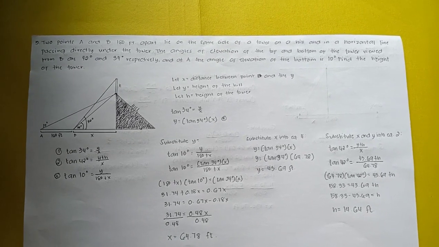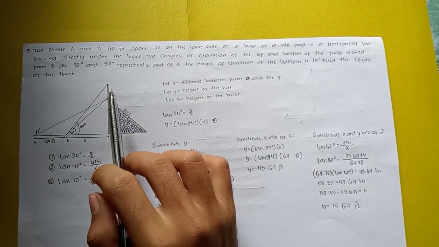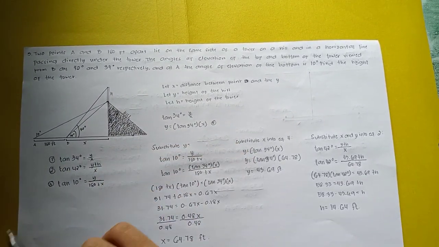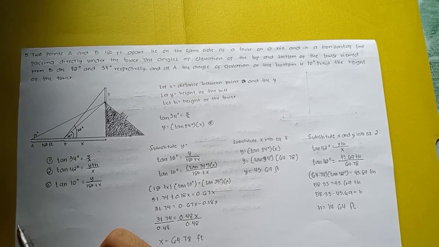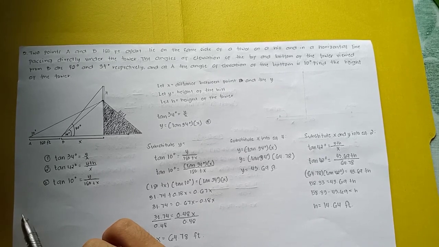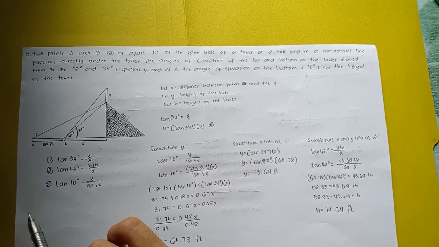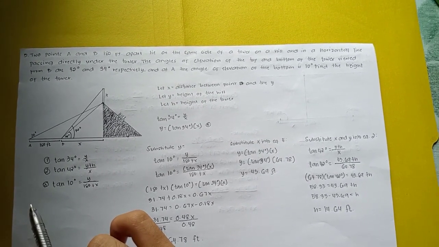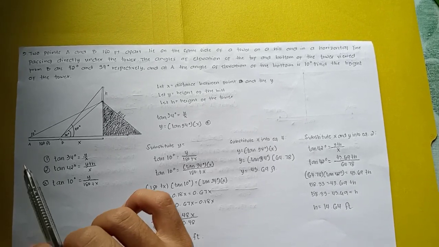We have here our problem number 3. Two points A and B, 180 feet apart, lie on the same side of a tower on a hill and in a horizontal line passing directly under the tower. The angles of elevation of the top and bottom of the tower viewed from B are 42 degrees and 34 degrees respectively. And at A, the angle of elevation of the bottom is 10 degrees. Find the height of the tower.